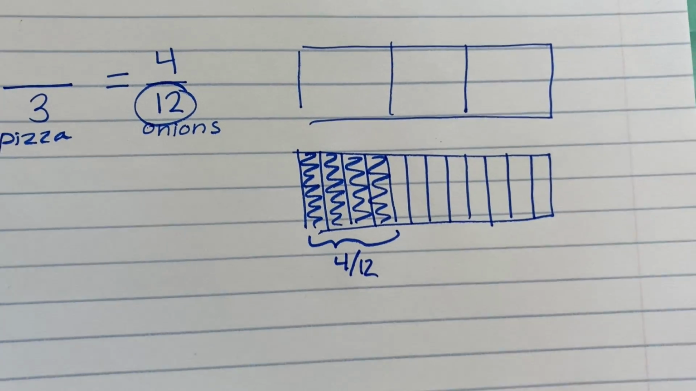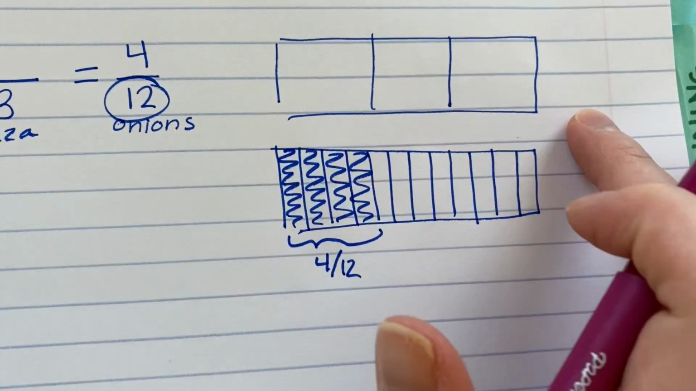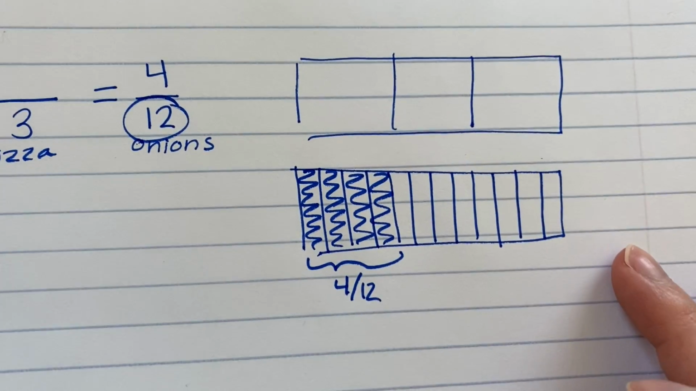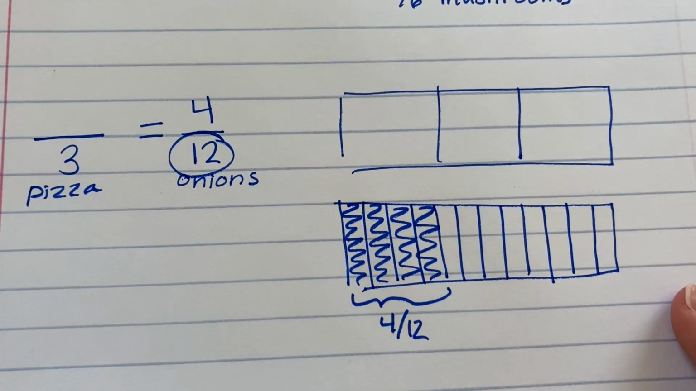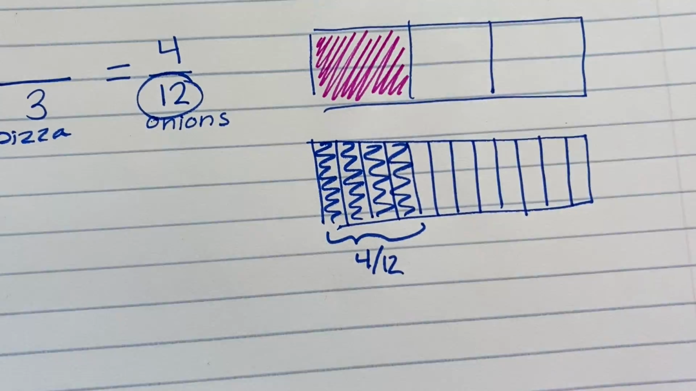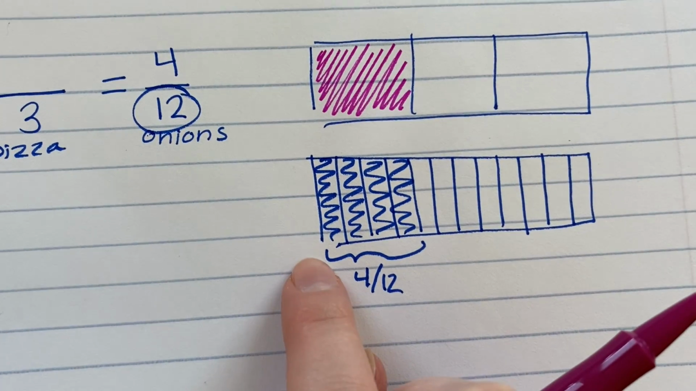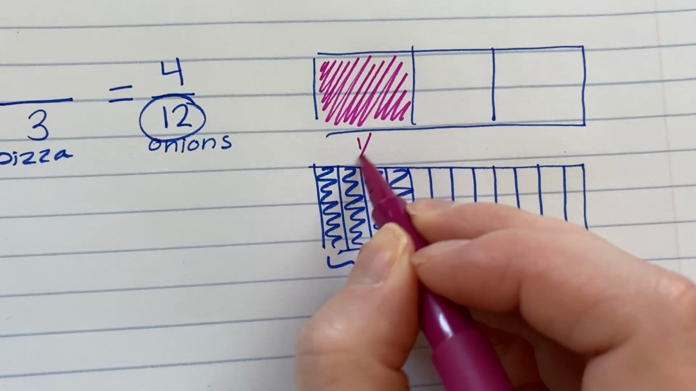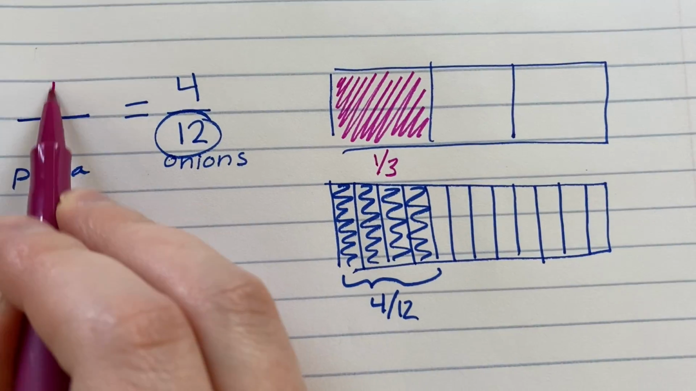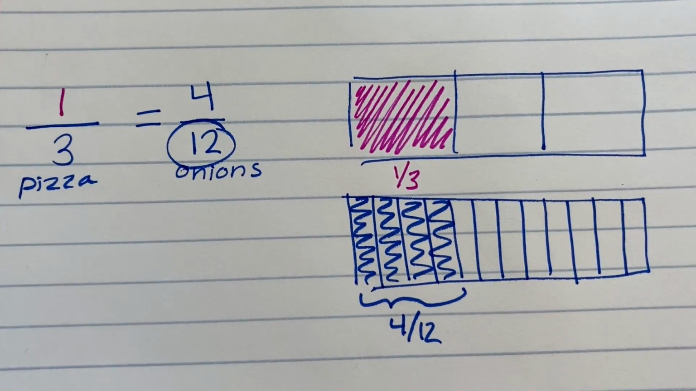That represents my onions. Just like we did for the mushrooms, I need to color in my slices of pizza to an equivalent amount to 4/12. So I'm gonna color in 1/3 and see how we do. I notice that 1/3 takes up the same amount of space in my fraction bar as 4/12. So I'm gonna put down that 1/3 of my pizza, one slice, needs to have onions on it. Let's go.